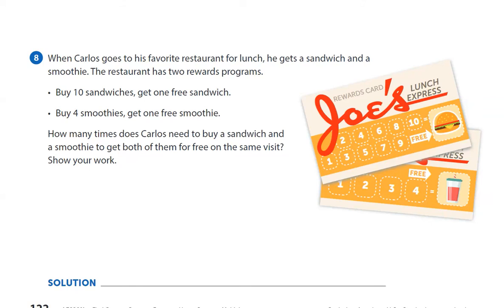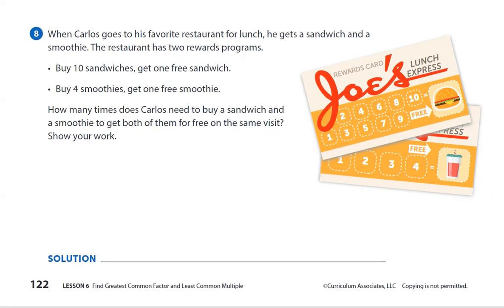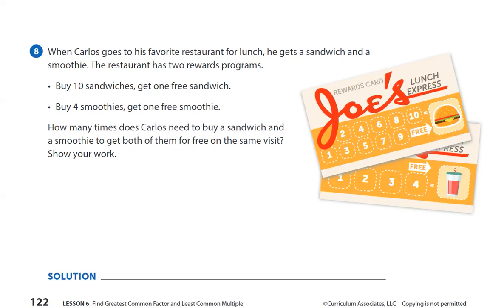When Carlos goes to his favorite restaurant for lunch, he gets a sandwich and a smoothie. Ooh, he's got good taste. This restaurant has 2 rewards programs. Buy 10 sandwiches, get 1 free sandwich. Buy 4 smoothies, get 1 free smoothie. I want to go to this place. 4 smoothies, get a free one. How many times does Carlos need to buy a sandwich and a smoothie to get both of them free on the same visit? Show your work.